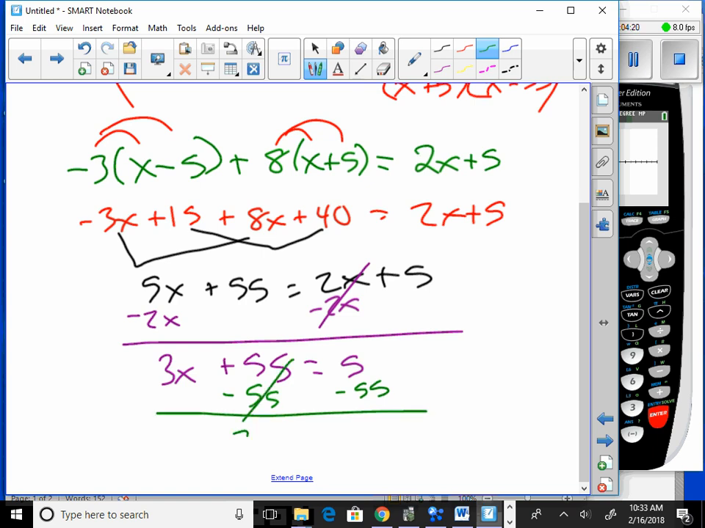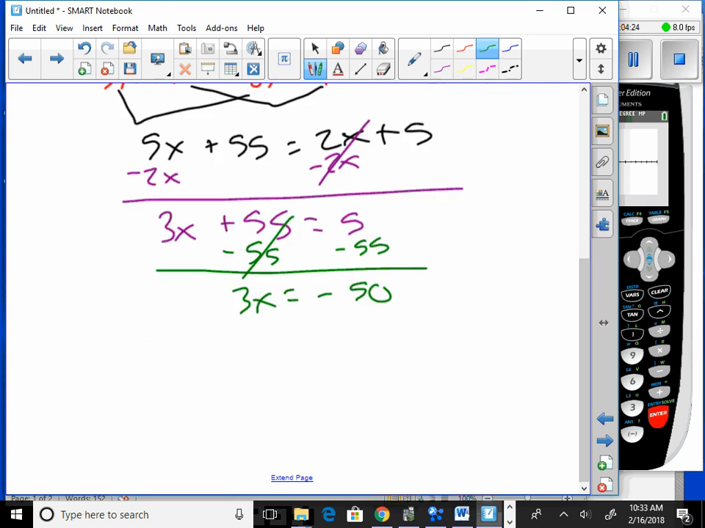So now 3x equals 5 minus 55, which is negative 50. And then my last step would be to divide by 3. So x equals negative 50 over 3. If you don't like fractions, you can type it in the calculator and put a decimal number, just as long as you have something equivalent to that.